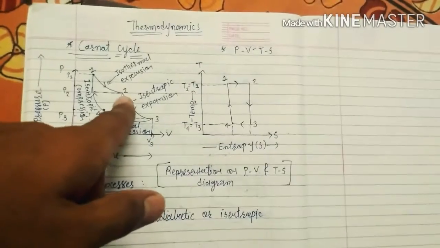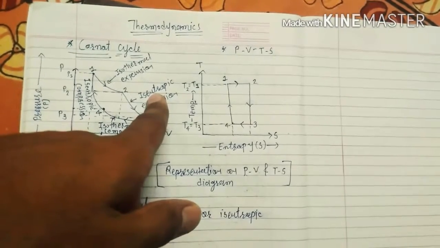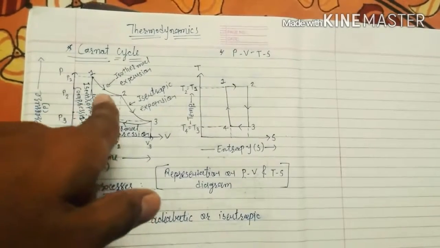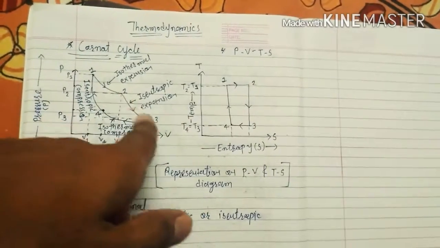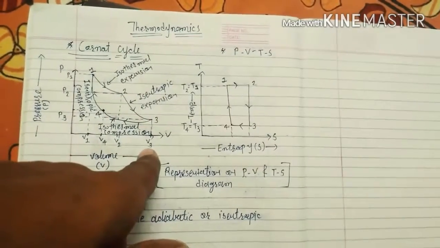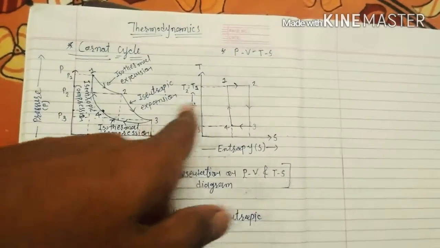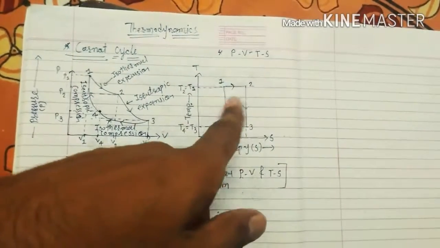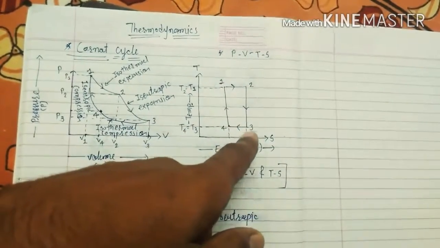Now process 2 to 3, which is the isentropic expansion process. Entropy will be constant, and since it is an expansion process, the pressure will decrease and the volume will increase. Pressure P2 decreases and becomes P3 at this point, and the volume, which was V2, increases to V3. In the TS diagram for process 2 to 3, entropy is constant and the temperature decreases from T2 to T3.